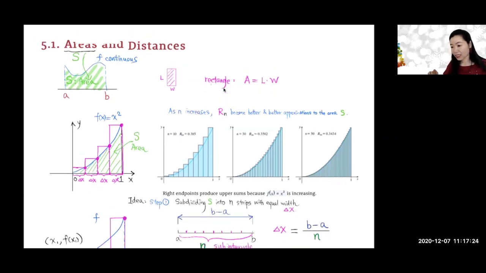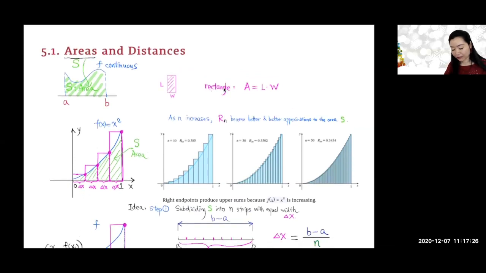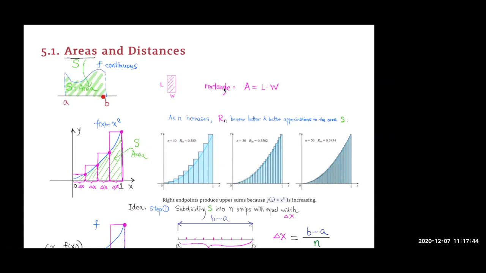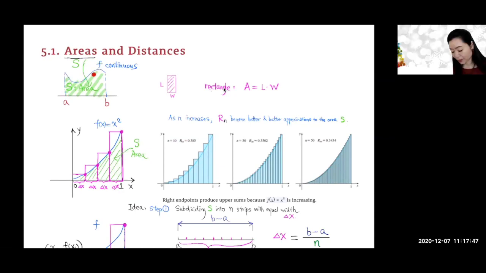Here we go. So this is 5.1 area and distance. I can see my screen, right? We're going to talk about area and distance. If we have a continuous curve, that means there's no break on this interval a to b, then what will be this area? Suppose this is a positive function. What will be the area under the curve? Today we're going to investigate that.